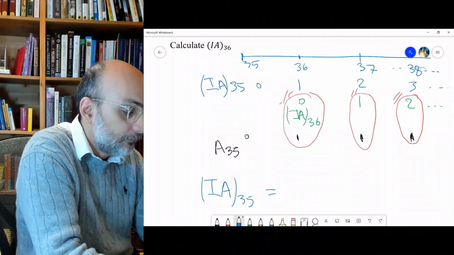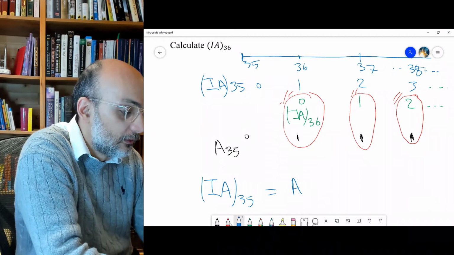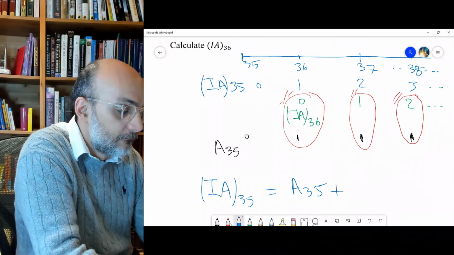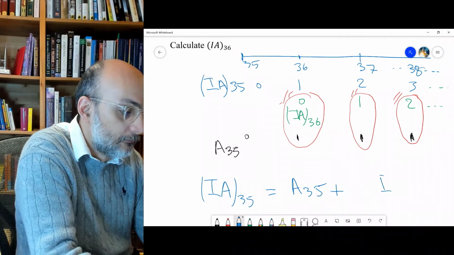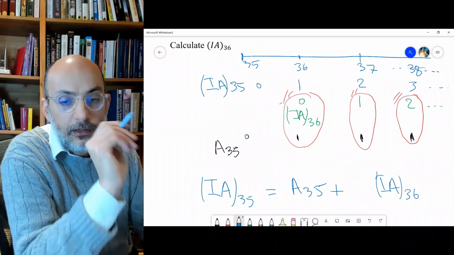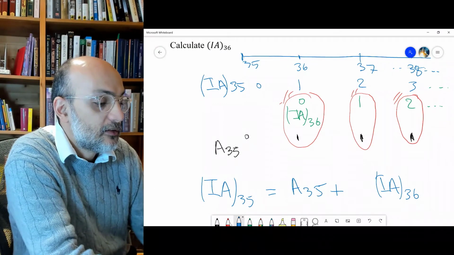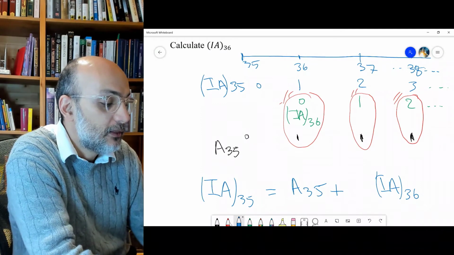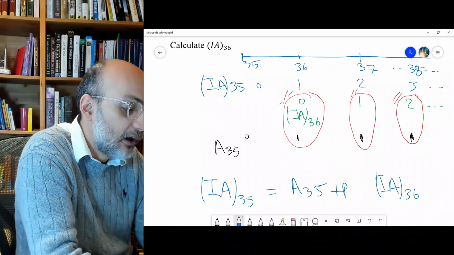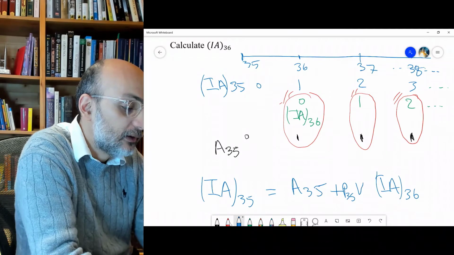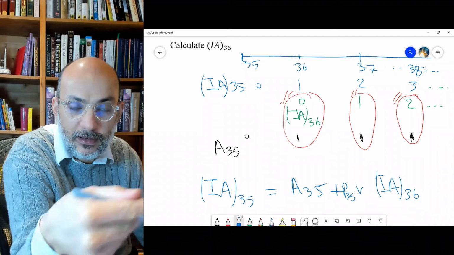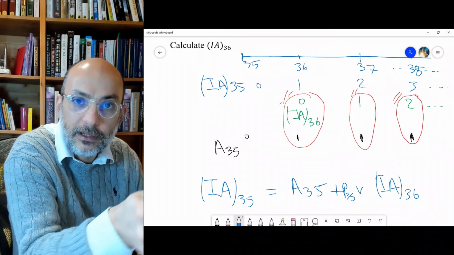So IA35, this is the biggest one, equal to A35, the black value, plus the green value, with one issue here: the year of evaluation is 36. We need to bring all of them to 35. So if we bring this to 35, it means we need P35 and V, the discounting factor, because this one is at later years, so we need to actuarially discount it back.